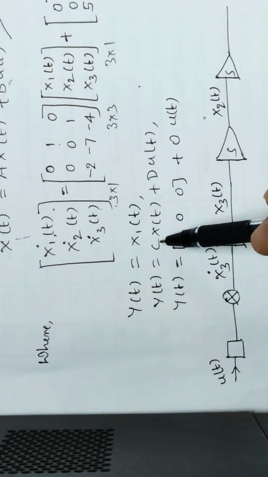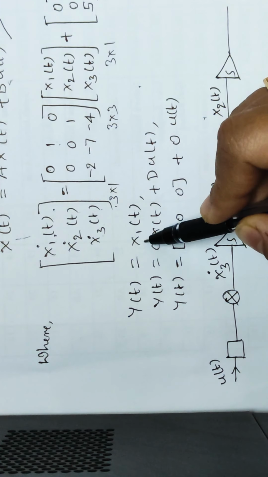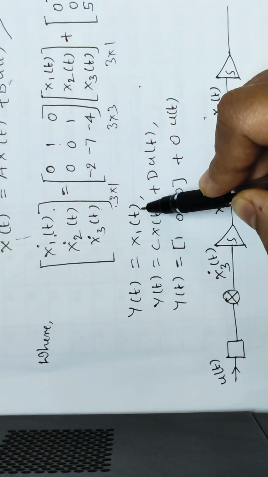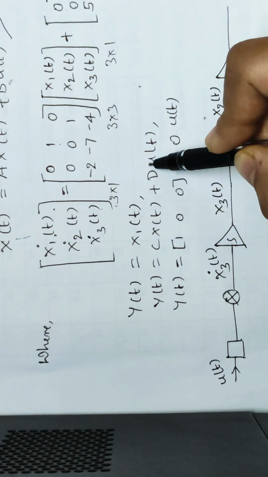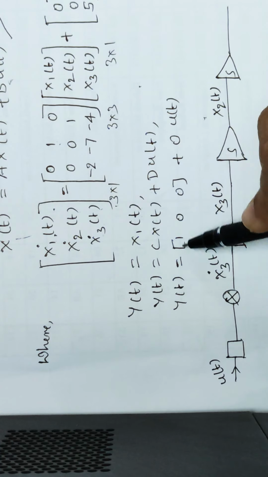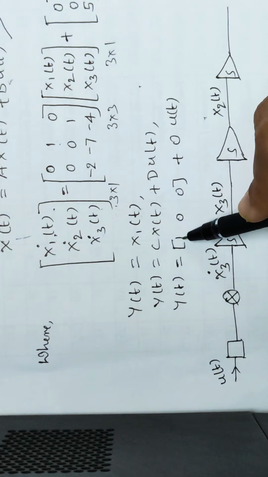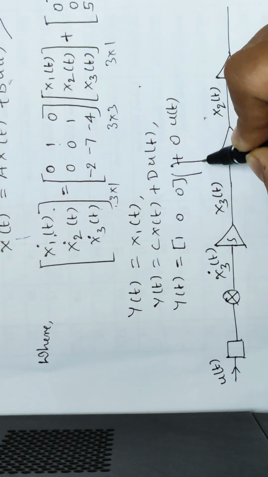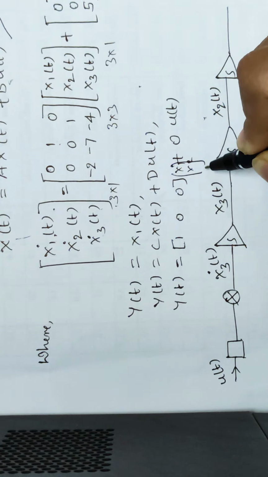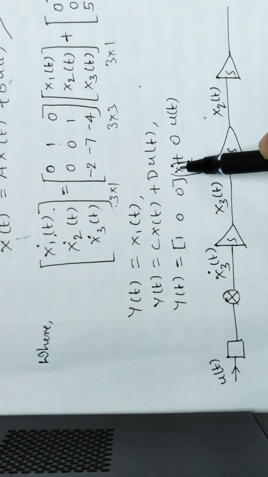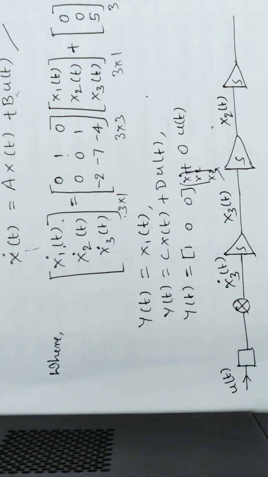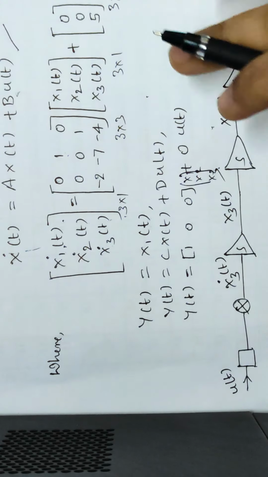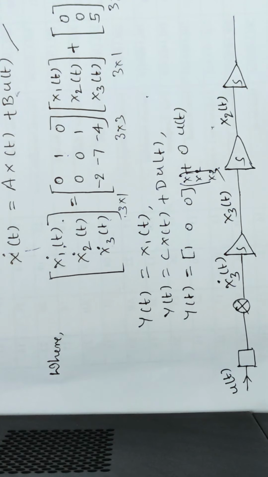For the output, at the start I selected y of t is equal to x1 of t, right. So y is equal to x1, and here y is equal to cx plus du, our output equation. So y is equal to c into x of t, and here write x1, x2 and x3: 1 into x1, 0 into x2, 0 into x3, right. This is our state model in matrix form. Next, what they asked in the question: also draw the state diagram.